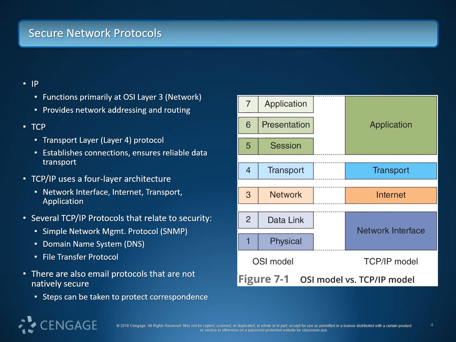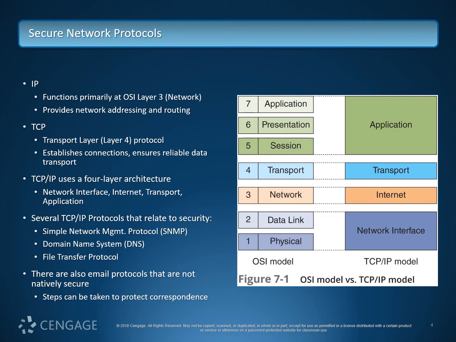IP, or Internet Protocol, functions primarily at OSI layer 3, as you might imagine, the network layer, and is going to provide network addressing and routing. TCP functions at layer 4, the transport layer, establishes connections and deals with reliable data transport. So that's the authentication handshake, making sure things arrive in the correct order, being able to resubmit pieces of a fragmented transmission that did not arrive correctly.